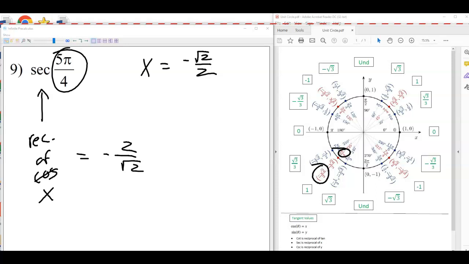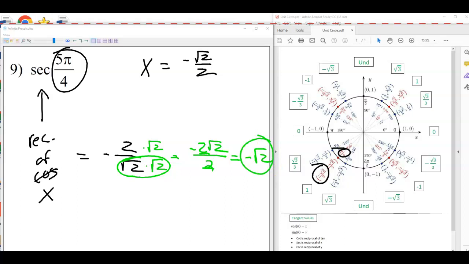Now, it would be nice if we could just leave it that way, but you guys may know and recall that we don't leave radicals on the bottom of fractions. So we get those out of there by multiplying the top and the bottom by the square root of 2. So we have negative 2 radical 2 on the top, and a radical 2 times a radical 2 is just 2. And since 2 divided by 2 is 1, then we just have negative radical 2 as our final answer.